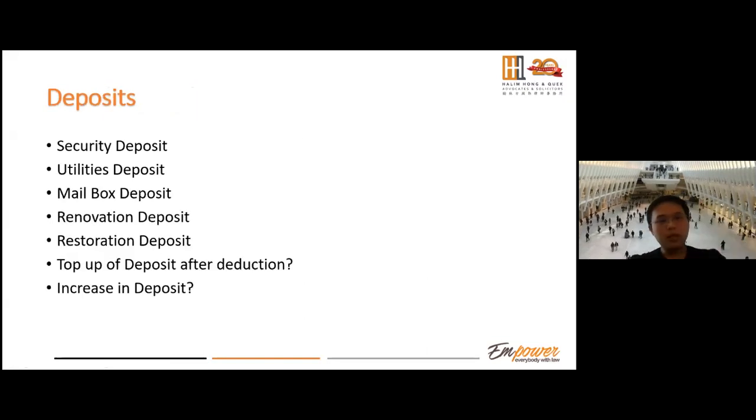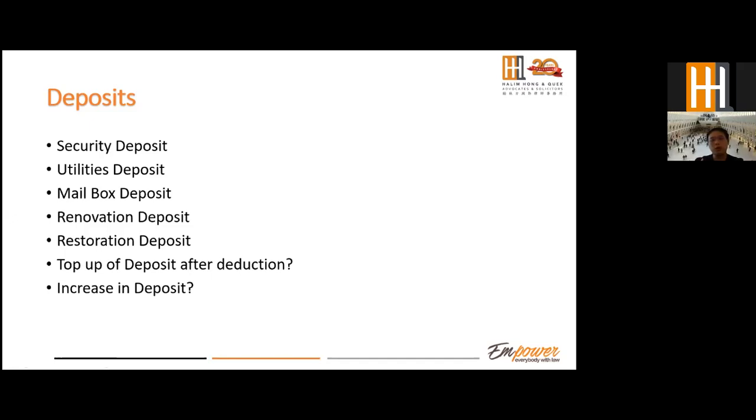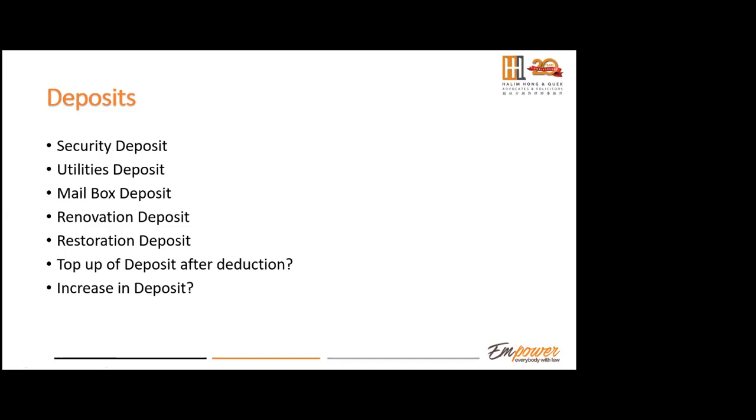Then deposits clause: security deposits, utilities deposits, mailbox deposits. And also, I need to highlight these two, renovation deposit and also restoration deposits. So we came to this lease agreement for Satya. They have this clause, renovation deposit. That means once you sign the tenancy agreement, you will need to pay the renovation deposits. Normally, for normal situations, the landlord will return the renovation deposits after the renovation.